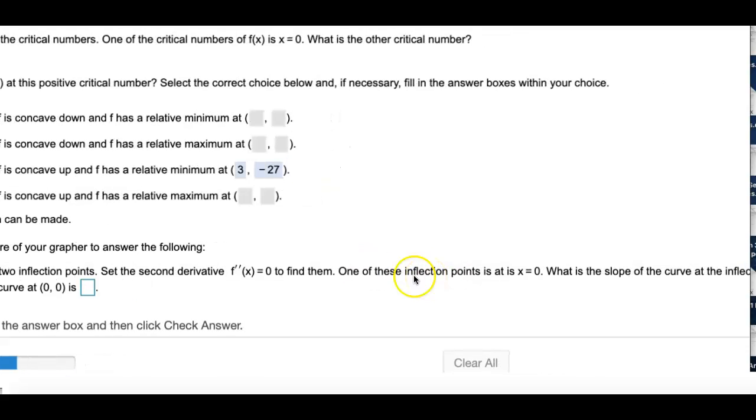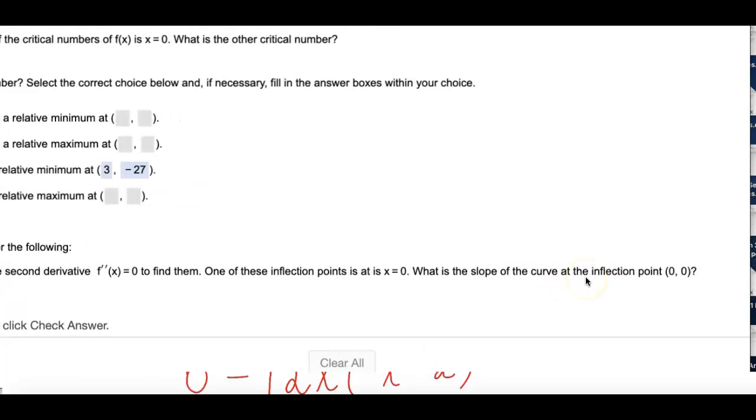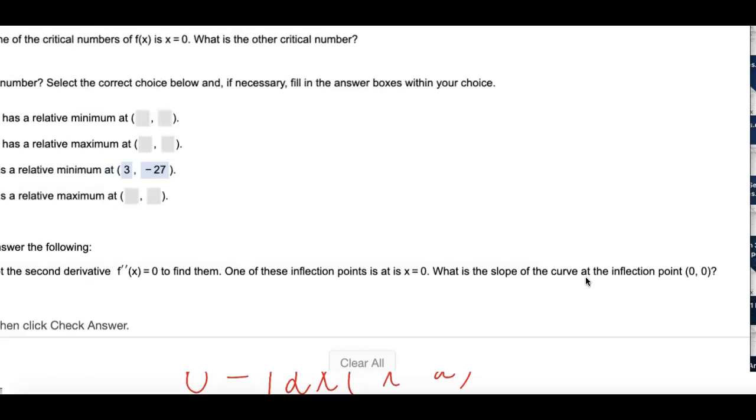They said one of these inflection points is at x equals 0. Oh yeah, we did find that, right? We do have x equals 0 and x equals 2. So what are we doing here? What is the slope of the curve at the inflection point 0, 0? So we want to find the slope of this tangent line, the slope of the curve at the inflection point 0, 0.